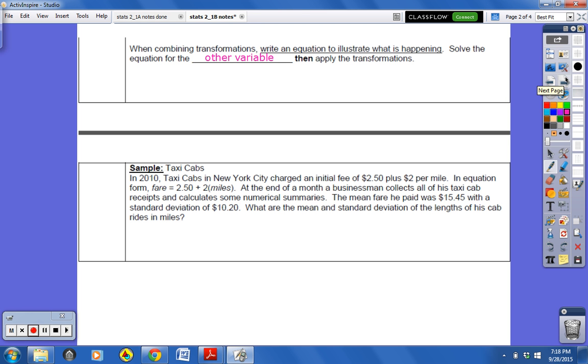When combining transformations, sometimes we can use an equation to help decide what is happening. So we can solve the equation for the other variable and apply them. So we have this little situation: we've got taxi cabs. In 2010, taxi cabs in New York City are charged an initial fee of $2.50 and an additional $2 for every mile they travel. In equation form, it looks like this.